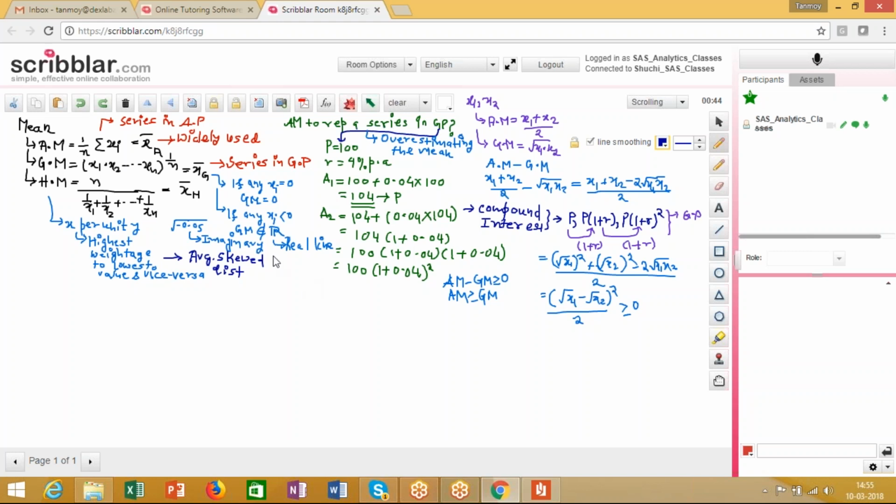Let us, for example, take the case that in an economy there are two people. So there is an economy or a country, and there are just two individuals, A and B. Individual A earns rupees 2 per month. Individual B earns 100 rupees per month.